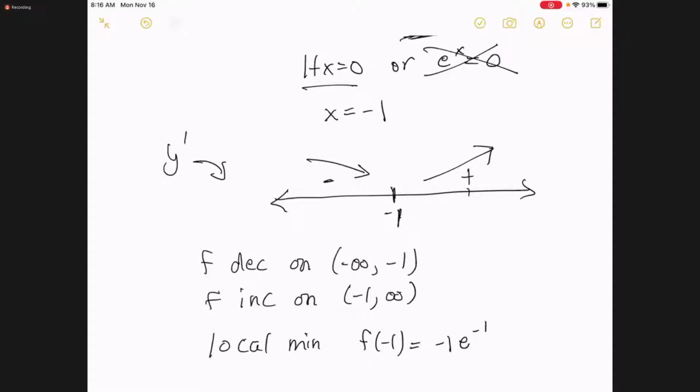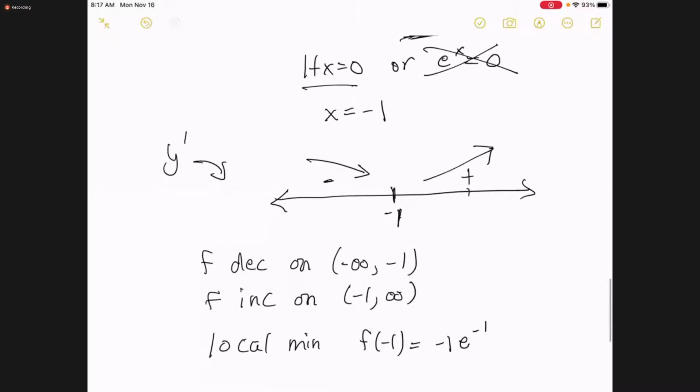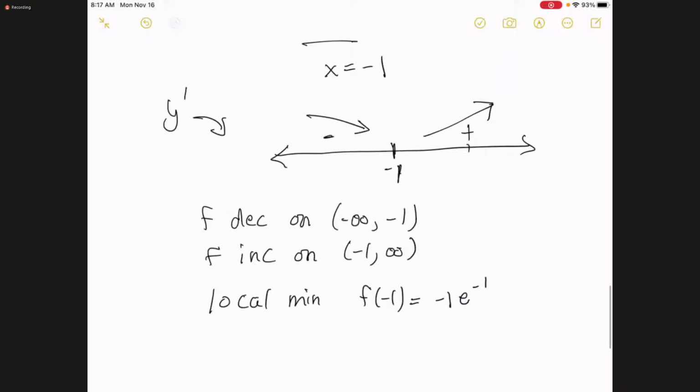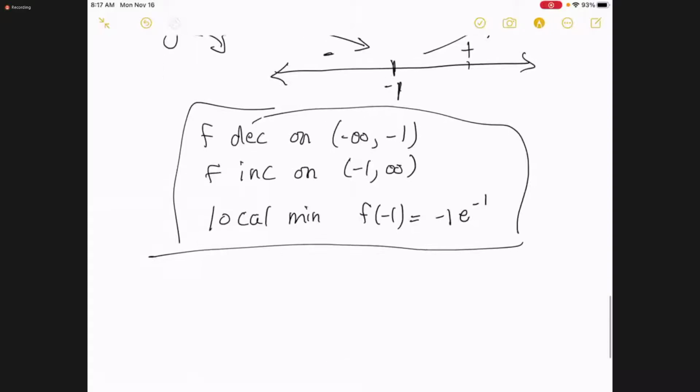Okay. Remember, you put your minus 1 back into the function because the function itself gives you points on the graph. The derivative you use to tell other things about the function, where it increases and decreases, where you get your local maximum and minimum. Okay. So we have that information. In fact, I'm going to go ahead and start sketching.